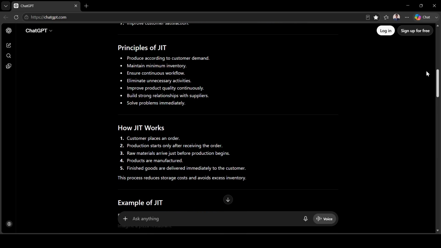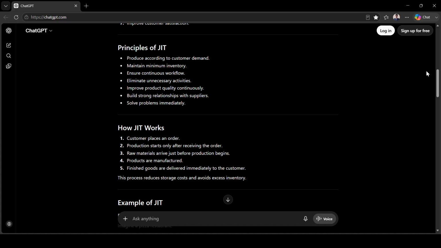Then the principles of JIT: produce according to customer demand, maintain minimum inventory, ensure continuous workflow, eliminate unnecessary activities, improve product quality continuously, build strong relations with suppliers, and solve problems immediately.